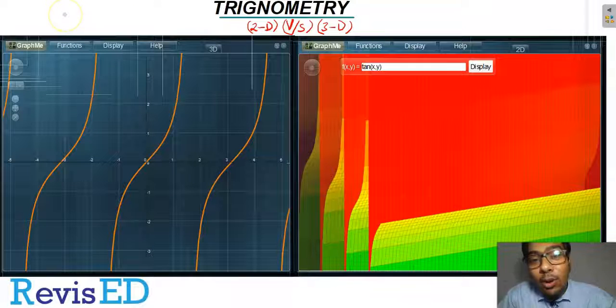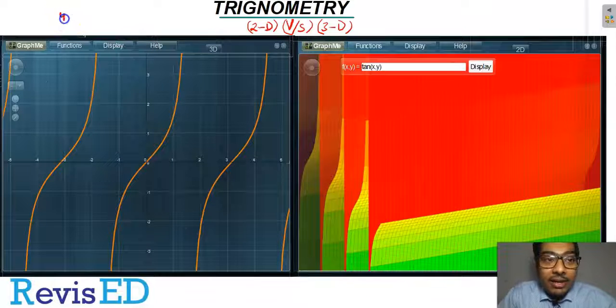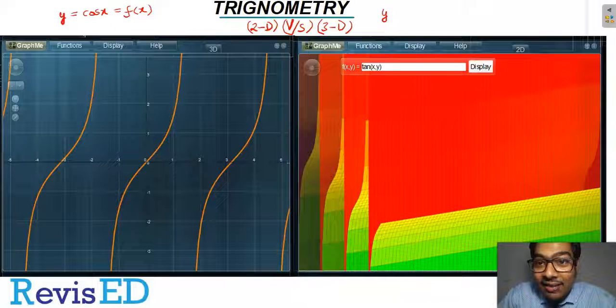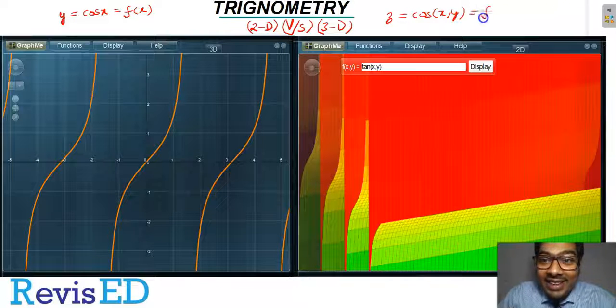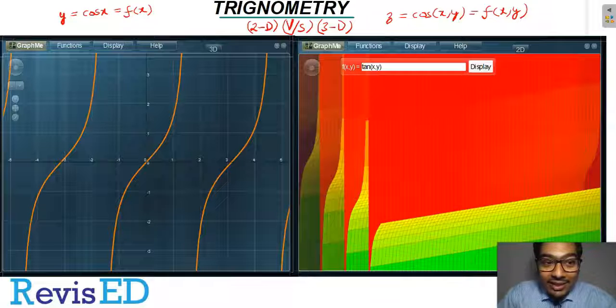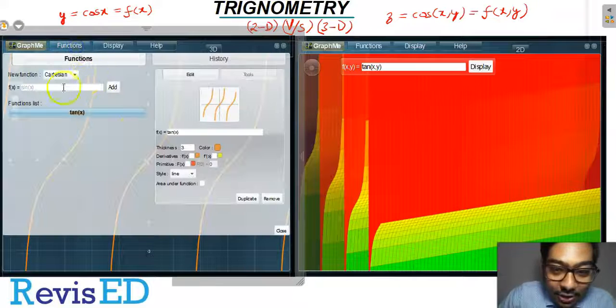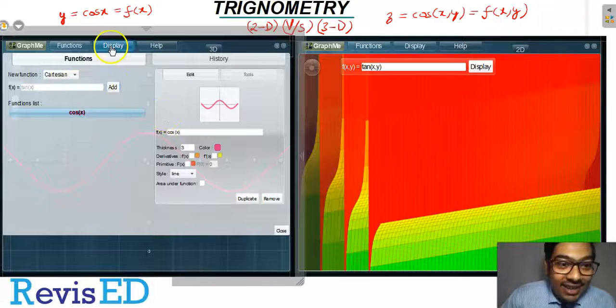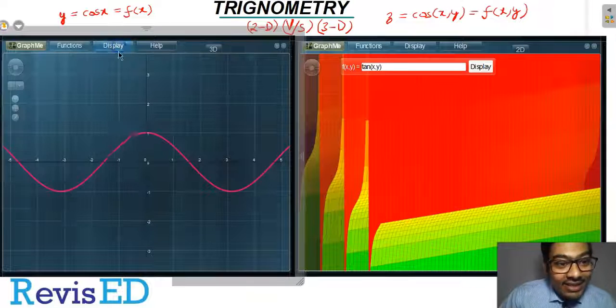So let us now draw the graph of cos of x. Let me write cos of x as a function of x, and then again we'll be writing z equal to cos of x comma y. This is a function of both x and y. So let me remove this and type cos of x over here. Let me add this and let's get the graph displayed.